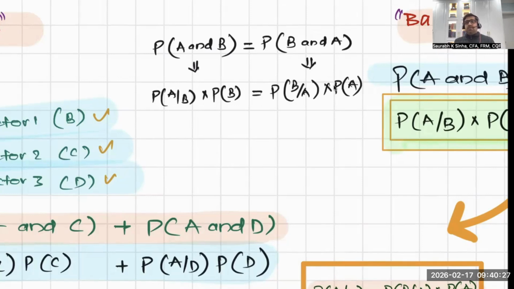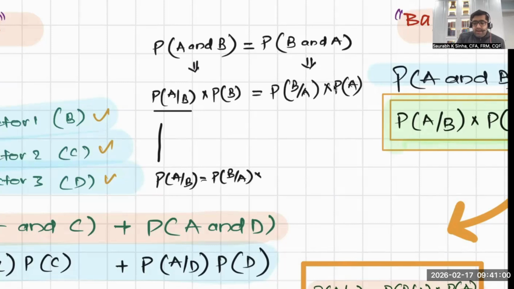So it doesn't matter whether you write probability of A given B into probability of B, or you write probability of B given A into probability of A. Both should be equal. Now, if you're interested in finding probability of A given B, what will you do? You will throw probability of B into the denominator in the right hand direction. So it will become probability of A given B is equal to probability of B given A into probability of A upon probability of B.